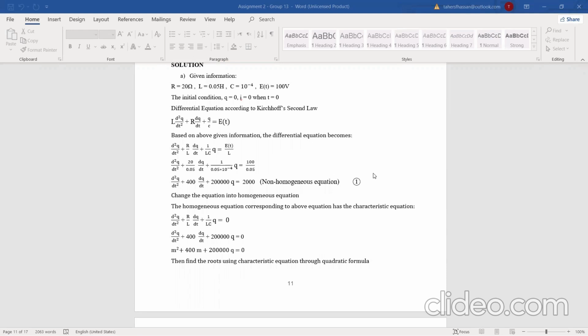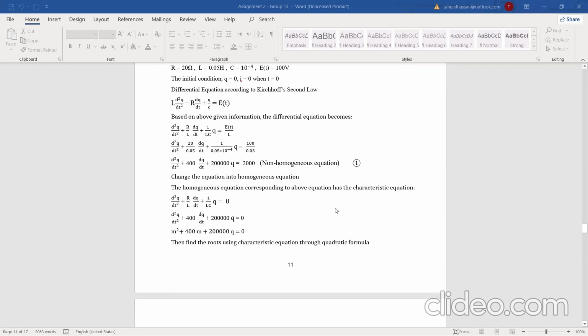This is a non-homogeneous equation because f(x) is not equal to 0. And then we change the equation into a homogeneous equation. The homogeneous equation corresponding to the above equation is d squared Q over dt squared plus 400 dQ/dt plus 200,000 Q equals 0. And then we transform it into the characteristic equation, which is m squared plus 400m plus 200,000 equals 0.